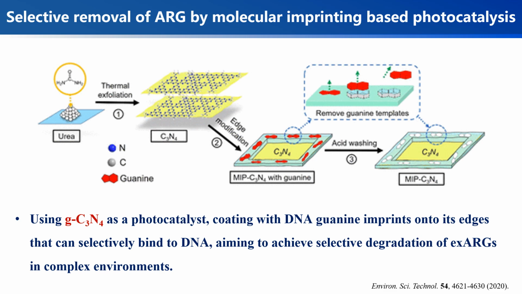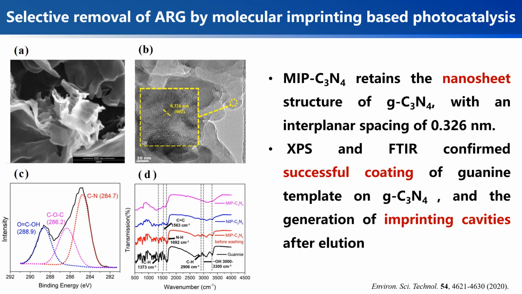So here we use the technique of molecular imprinting. We synthesize graphene-like carbon nitride, we use it as a photocatalyst, and we coat the DNA guanine imprints on its edge. So this made the material able to selectively bond to DNA, and then we give it UV light, and it can achieve selective degradation of ERGs in complex environments.